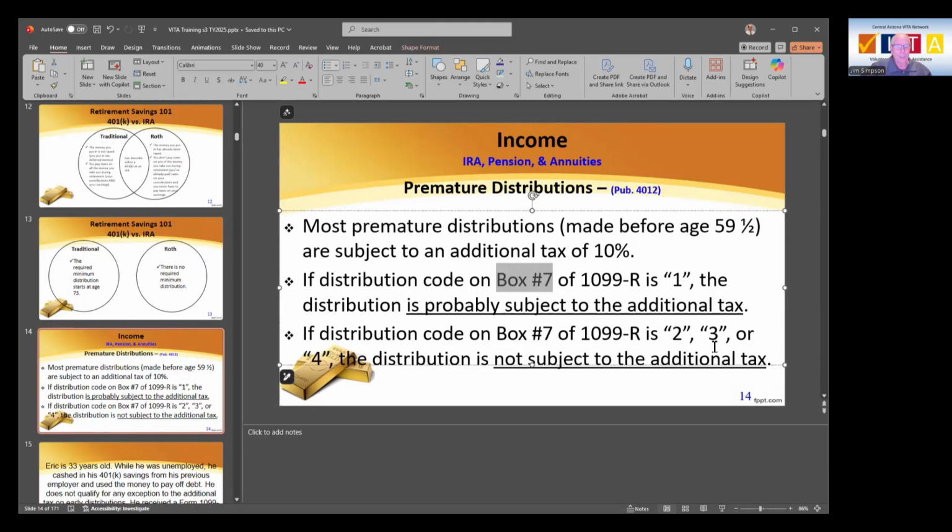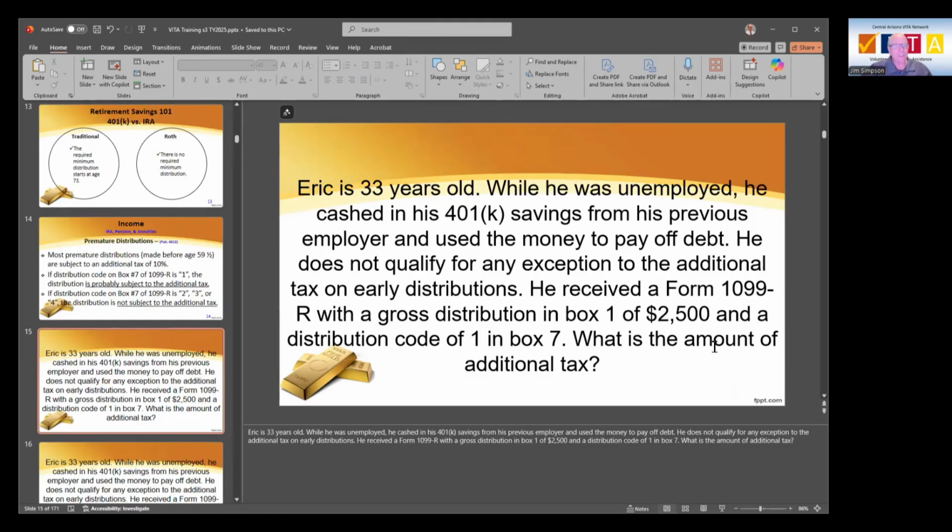But you won't have to pay the 10% penalty. Here's an example of that 10% penalty. So Eric is 33 years old. While he was unemployed, he cashed in his 401k savings from his previous employer, used the money to pay off debt. He does not qualify for any exception to the additional tax on early distributions. There are a series of exceptions, and we're going to go over those. But in this case, he doesn't qualify.